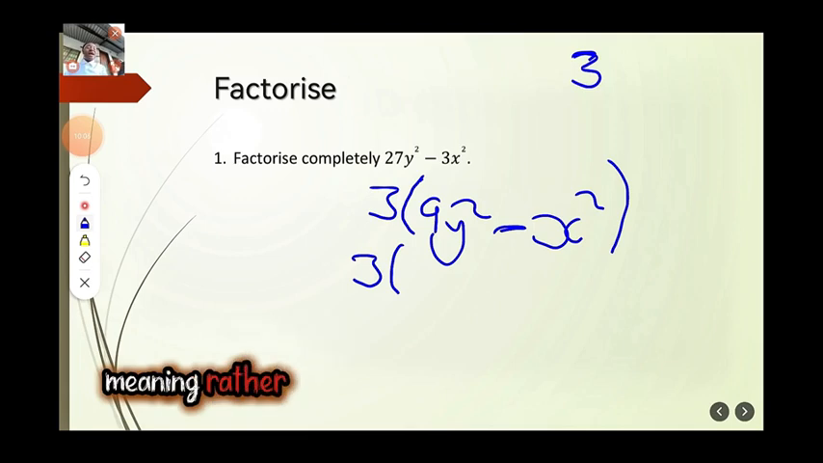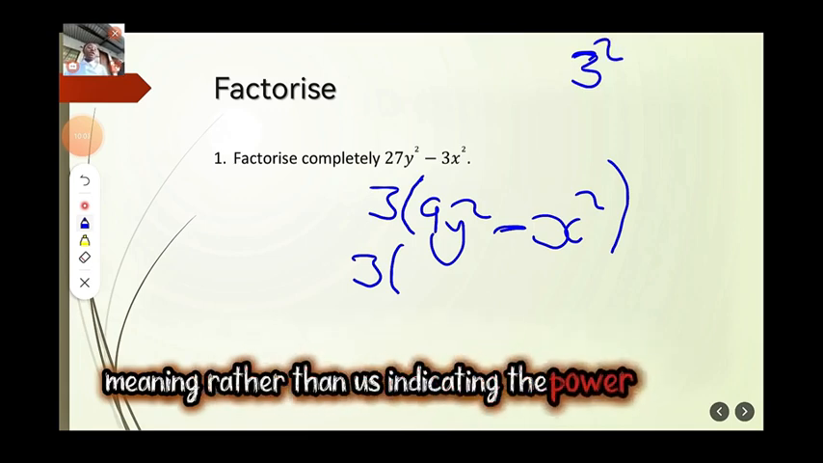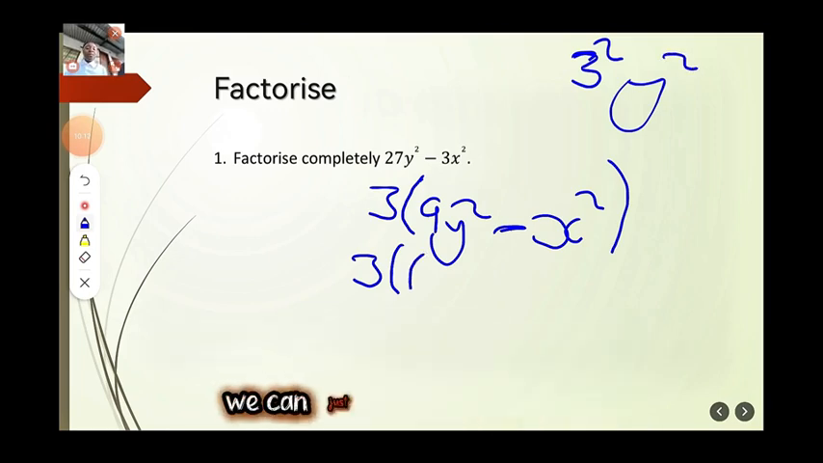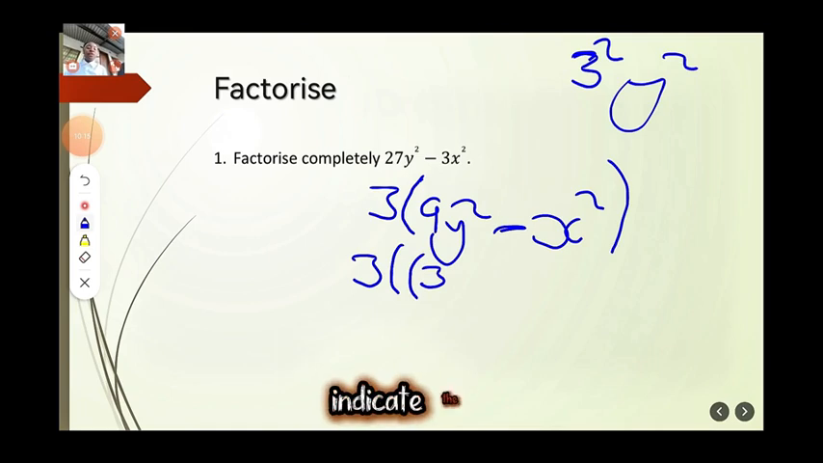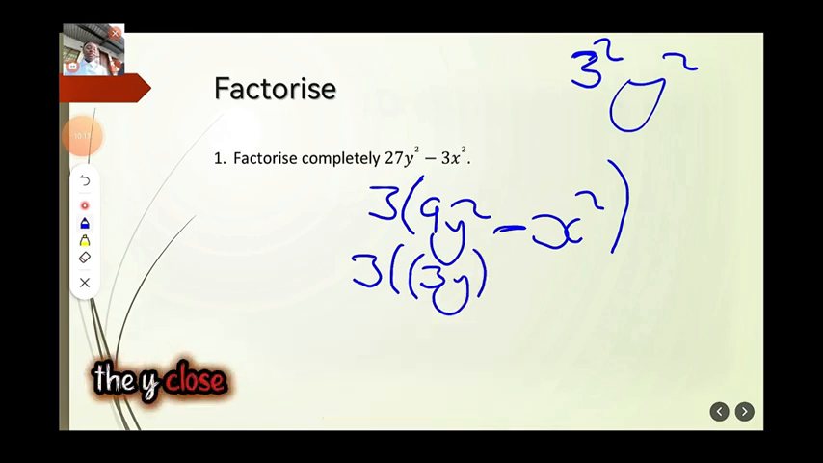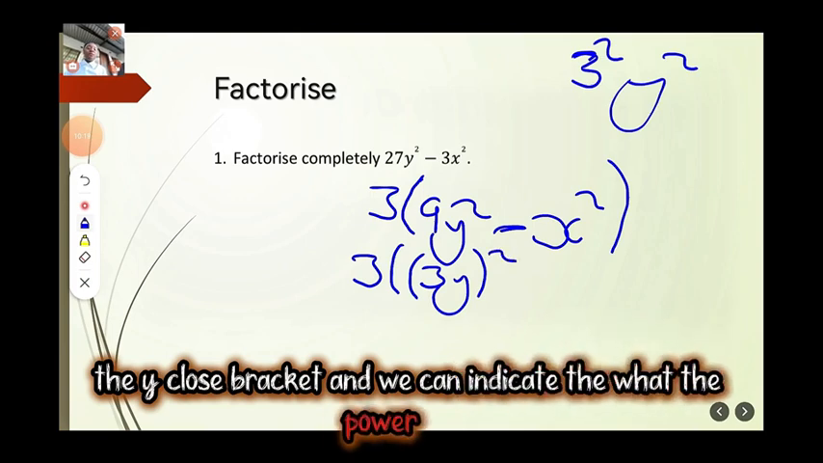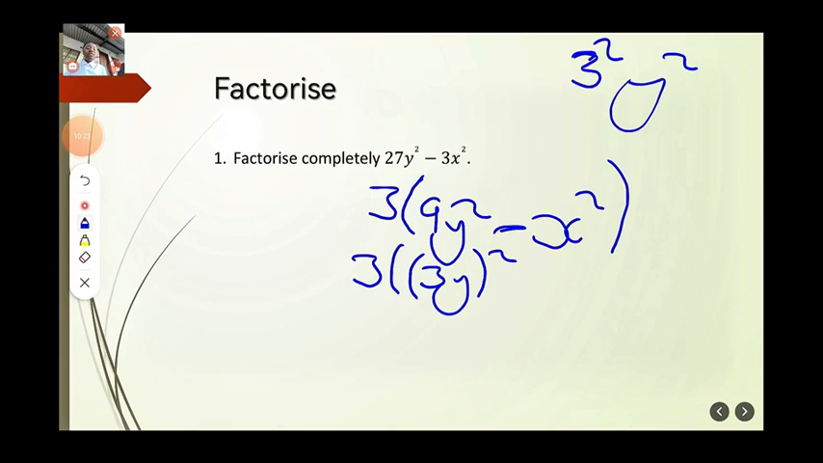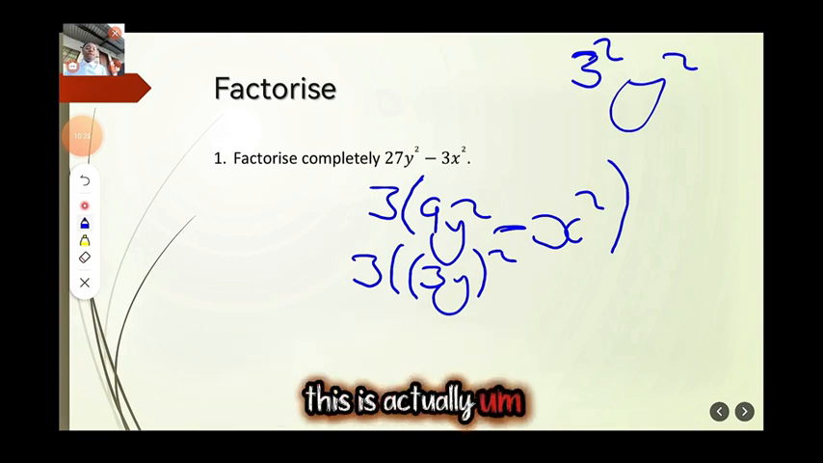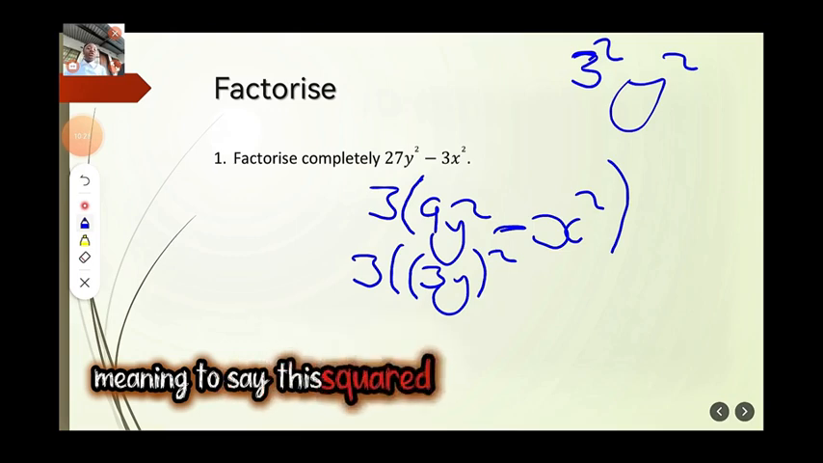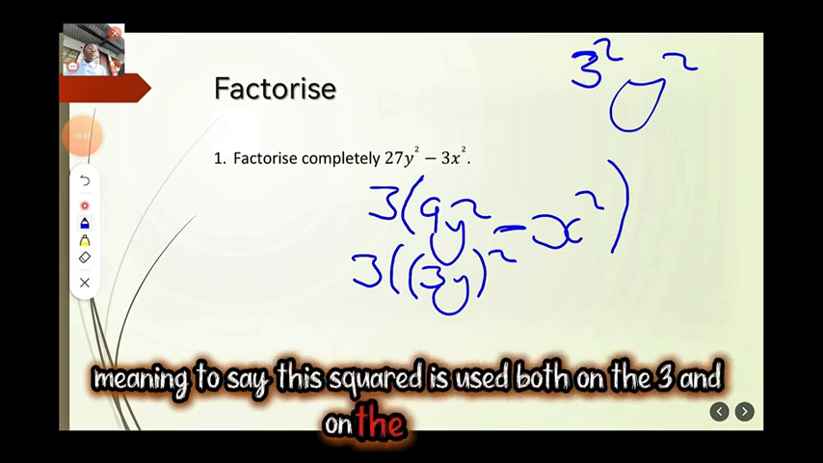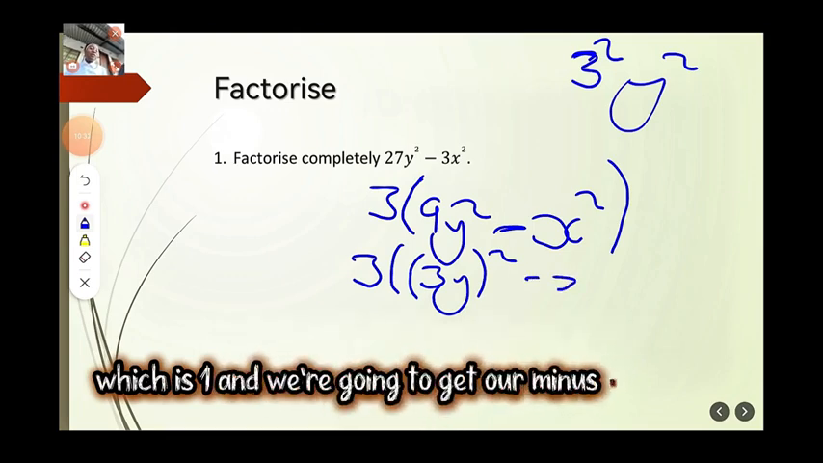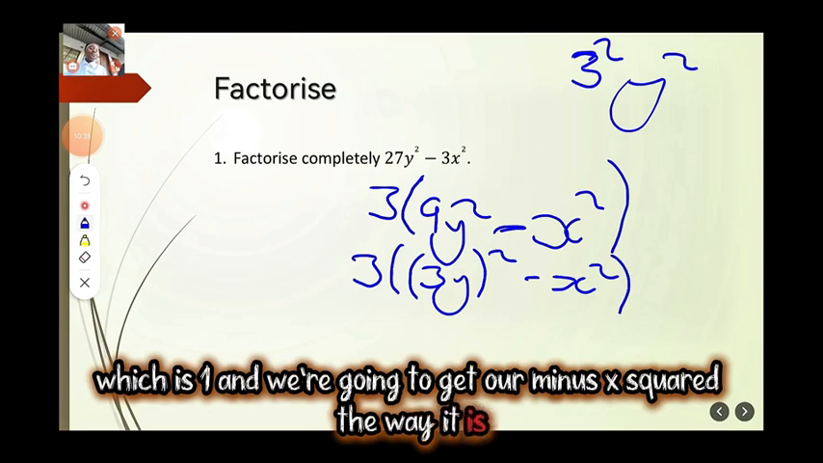Before we indicate 3, we are having y squared here. Meaning, rather than indicating the power 2 on the 3 and on the y separately, we can do it the easy way. We can just open brackets here, indicate the 3, the y, close bracket, and indicate the power here. This power shows that this squared is used both on the 3 and on the variable, which is 1. And we're going to get our minus x squared the way it is.